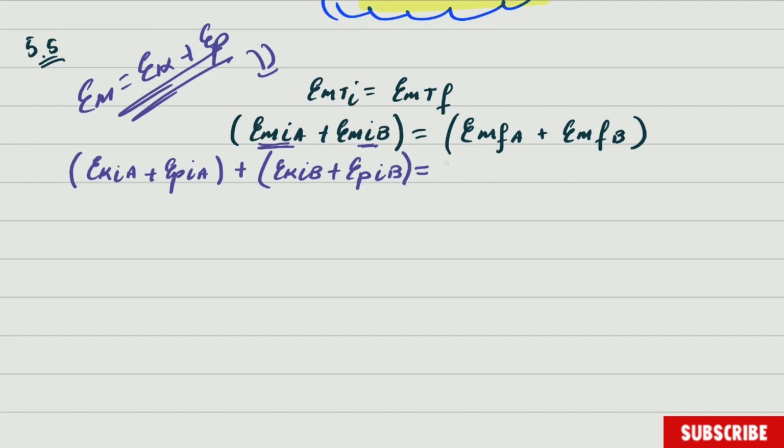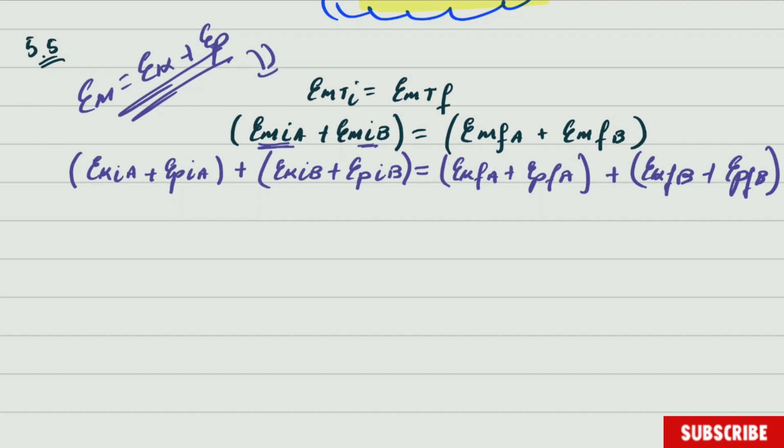So now the final is going to be the same, guys. We have the kinetic energy final for A plus potential energy final for A plus kinetic energy final for B plus potential energy final for B. And I hope you follow with me. This is something I haven't seen in a long time in question papers. It's a very good question to practice.